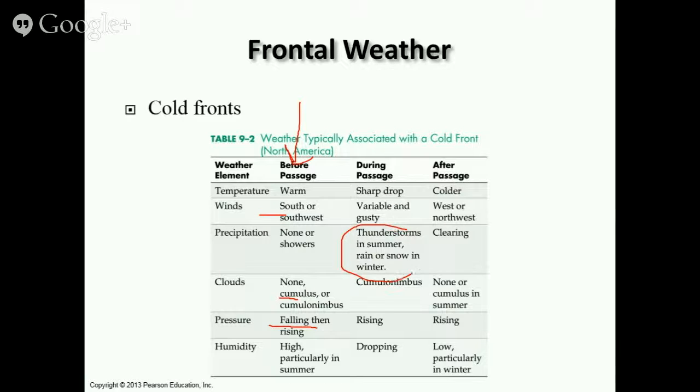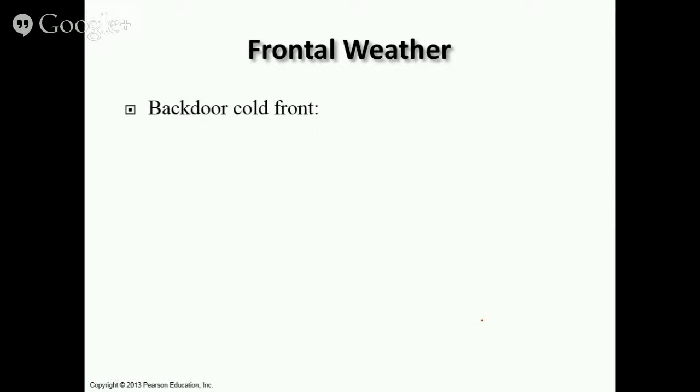Thunderstorms in the summer, rain or snow in the winter, you've experienced that. And then after the passage, definitely it's going to get cooler, but do pay attention to these winds. Our winds are huge indicators within both of these, and they're fairly intuitive, and our tendency of the pressure as well. So do pay attention to these types of pre and post passage fronts.